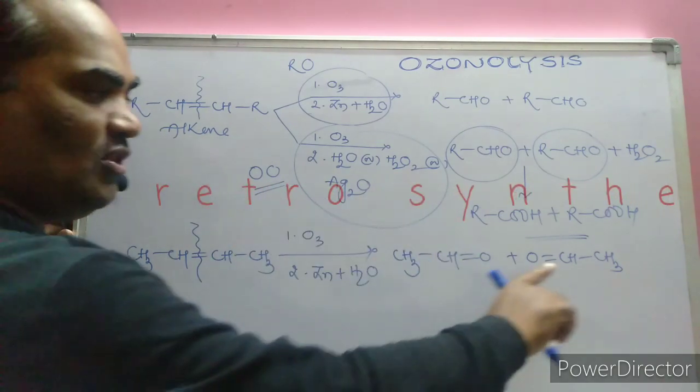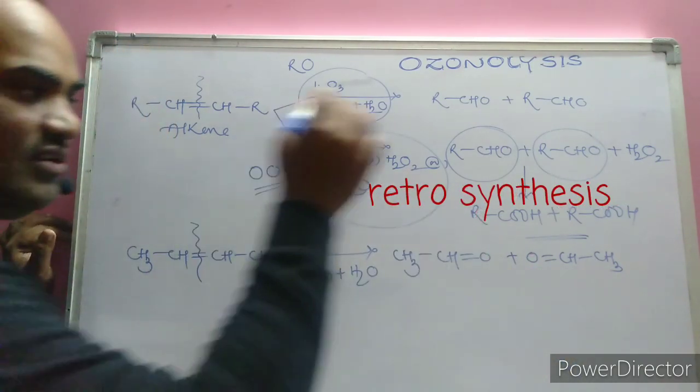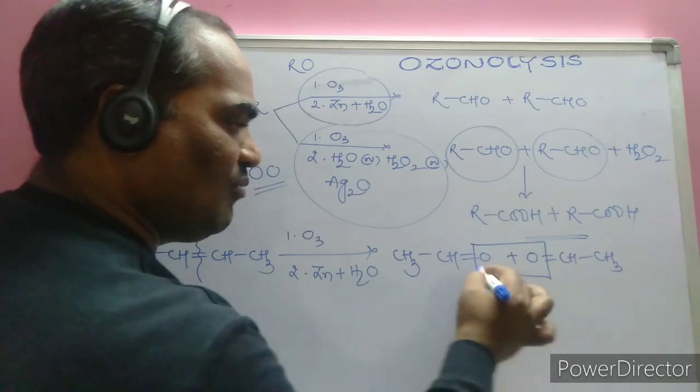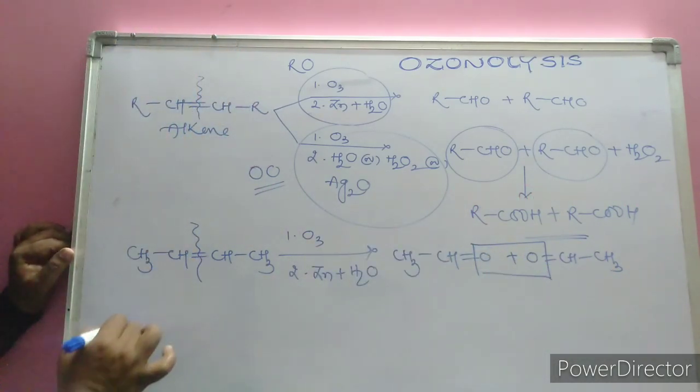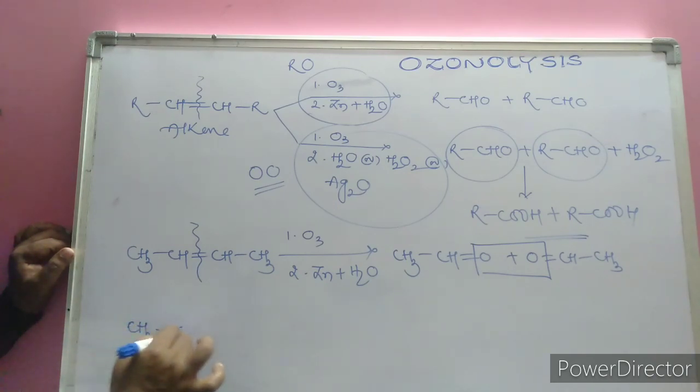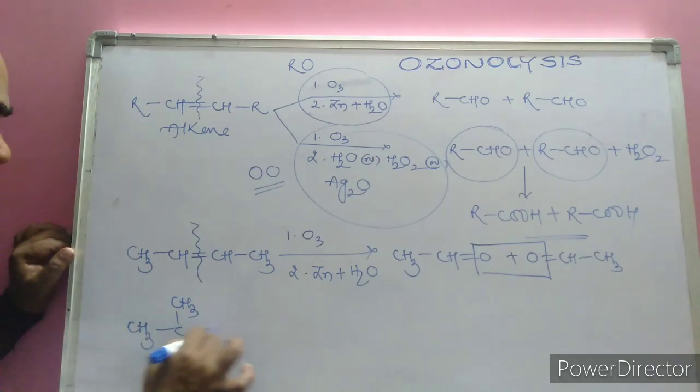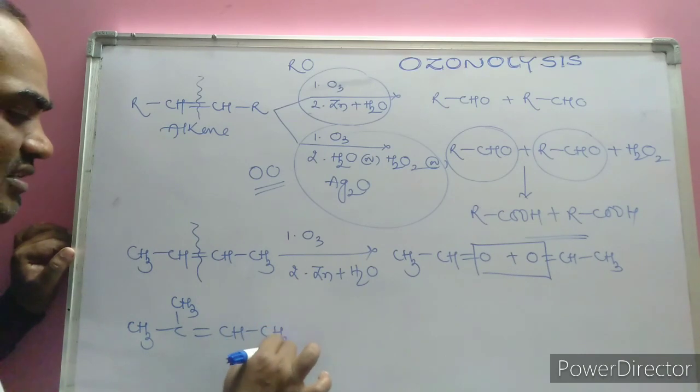Retrosynthesis: for example, the products are given and I want to write the reactant. Simply, what do I need to do? Remove the oxygen and keep the double bond between the carbon atoms. Next one: CH3C(CH3)=CH-CH3 is given.